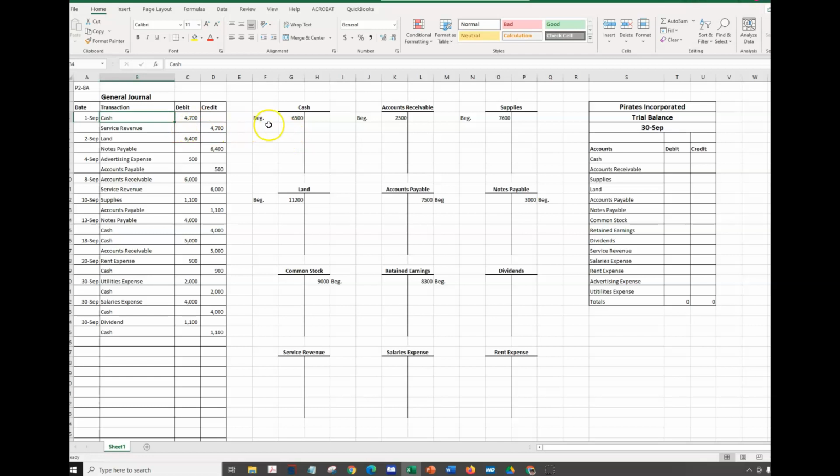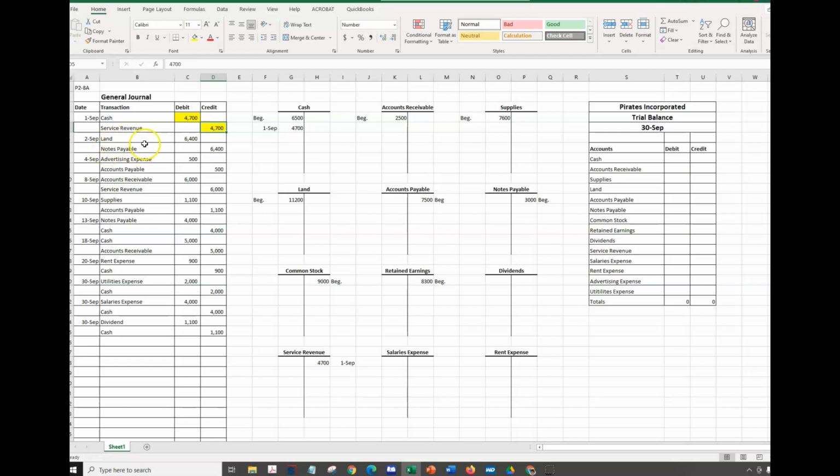So we're going to debit cash on September 1st, and we're going to reference it with the date. Sometimes they'll ask you to reference it with a journal entry number, like number 1, number 2, number 3. So we're going to debit cash $4,700, and we're going to credit service revenue $4,700. So we're going to go down here and put $4,700, and I'm going to put the date just as a reference. So these two are done. I'm going to mark those off. I know they're done.